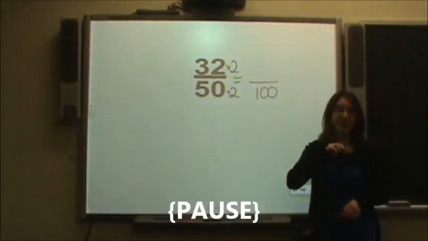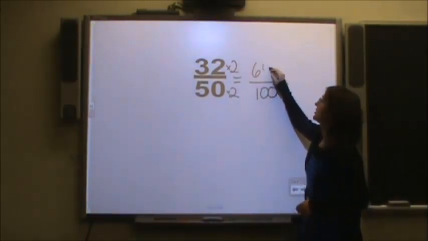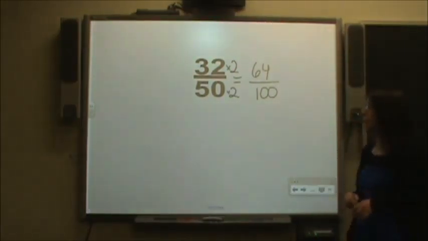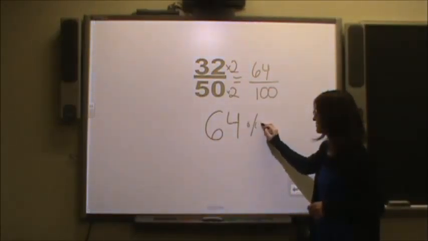So actually pause your video and calculate what the numerator is going to be. 32 times 2 is 64, so it's going to be 64 out of 100. Well, that's a pretty simple percentage, 64%.